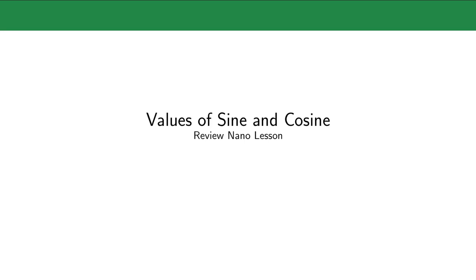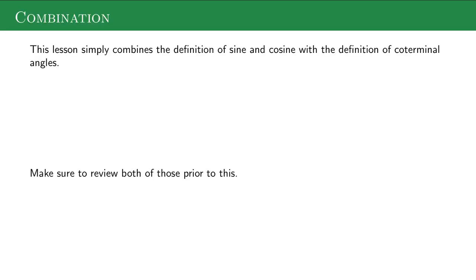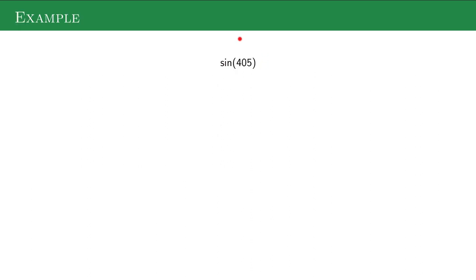In this Nano review video, we're going to talk about finding values of sine and cosine. This lesson combines the definition of sine and cosine with the definition of coterminal angles, so just make sure you look over both of those things before this video. Alright, so let's see, we want to find the sine of 405.